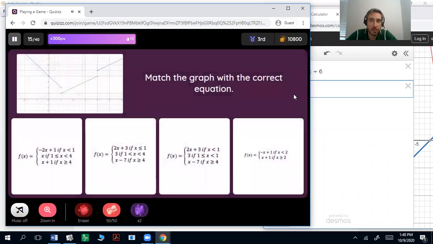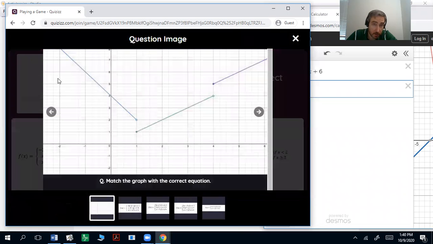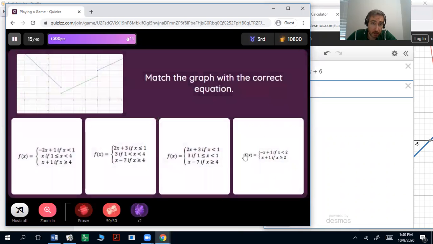All right, 15, match the graph with the correct equation. Well, this is 3 different unique parts. So first thing I want to do is eliminate that one. Now, if I look at the inequalities, these two are the same, and this one's different. So let's look at what's going on here.